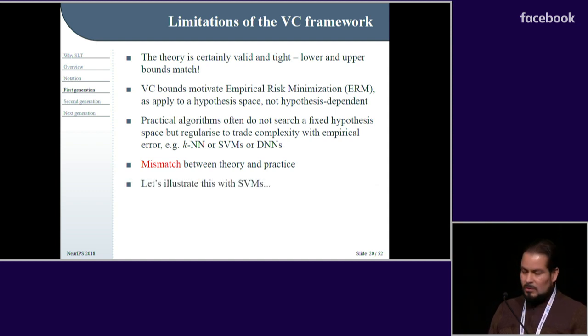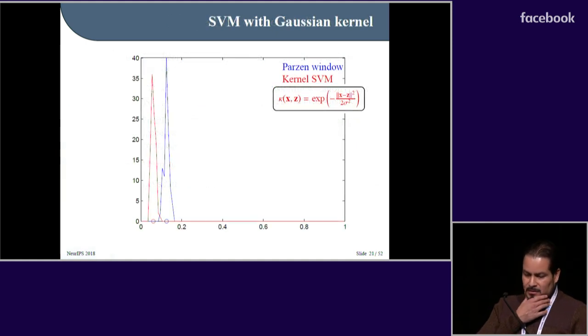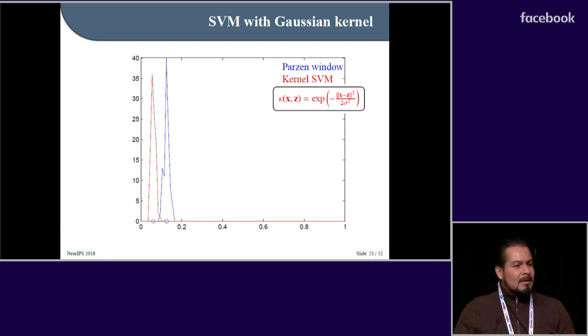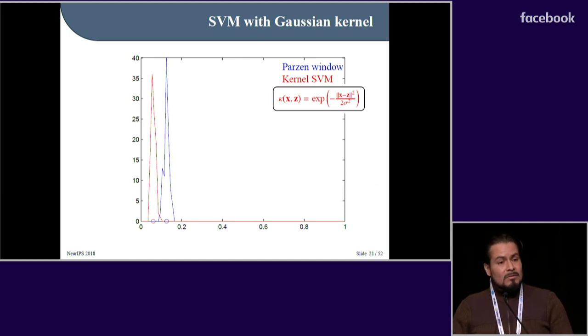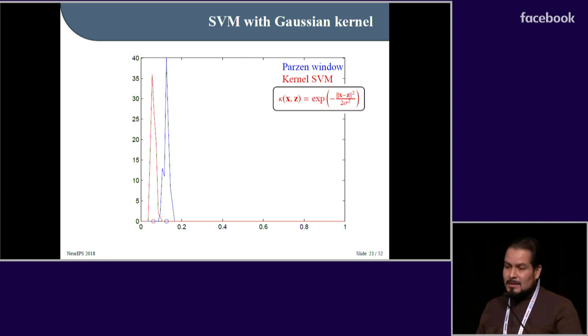Just to give an idea, I'm going to illustrate this with a picture for SVMs, following up on the pictures that John showed at the beginning. On the same data set for which those pictures were created, you still run a parsing window, that's the blue algorithm, but instead of a linear SVM, you use a kernel SVM with a Gaussian kernel, and it turns out that the performance of the kernel SVM pretty much beats it. Even in expectation, the test error of the SVM is much, much lower.